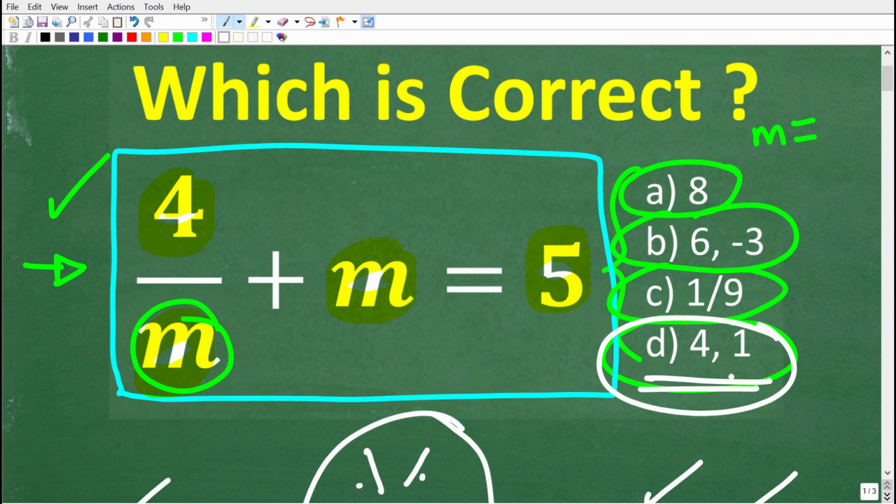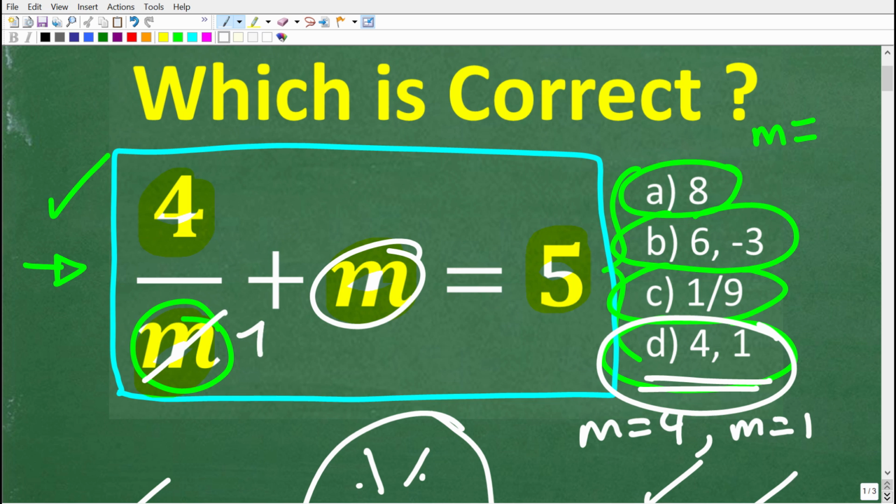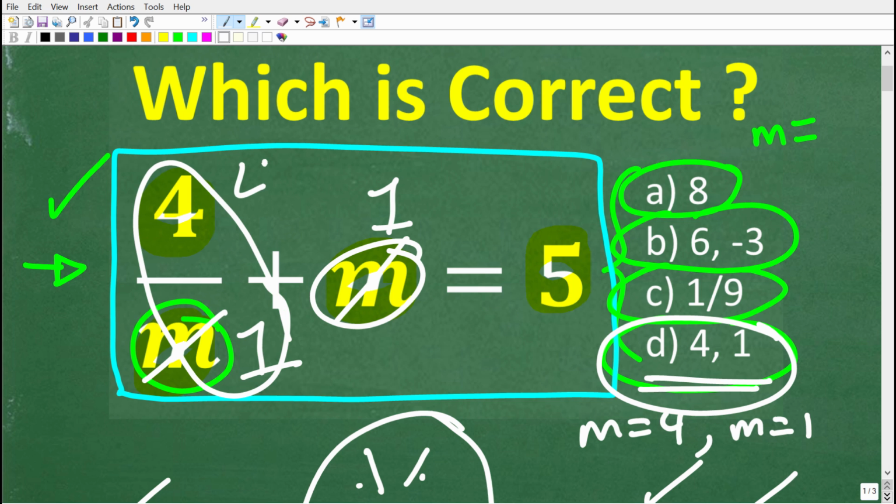Now, why is that? Well, if m is equal to 4 or m is equal to 1, well, these solutions work. So for example, if I replace this m with a 1 and this m with a 1, well, I have 4 divided by 1, which is 4, plus 1. So 4 plus 1 is 5.